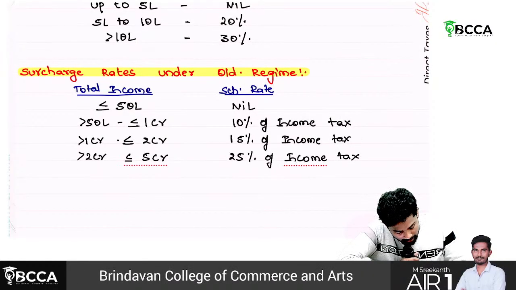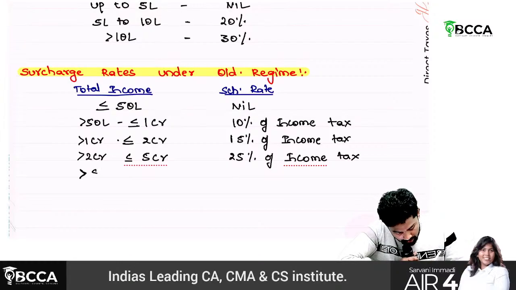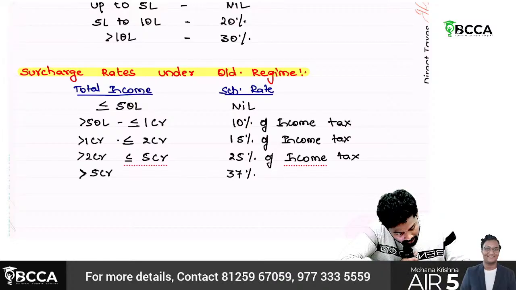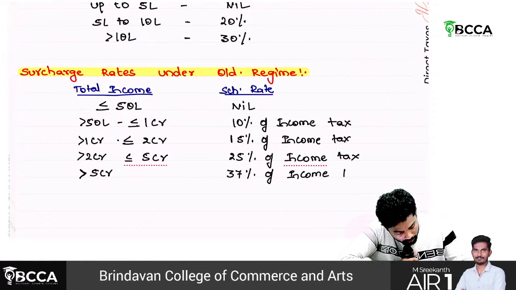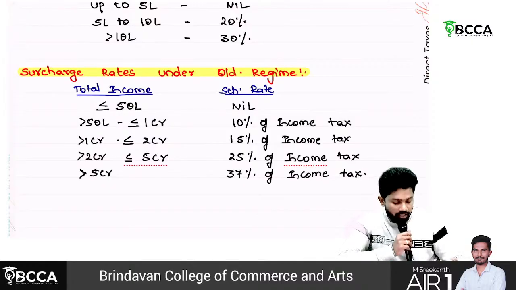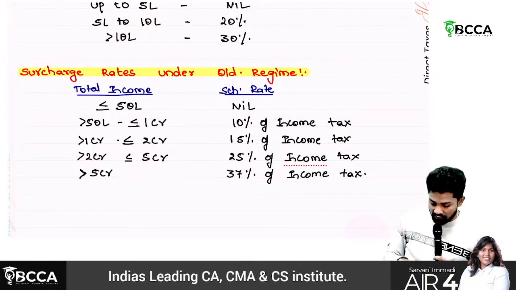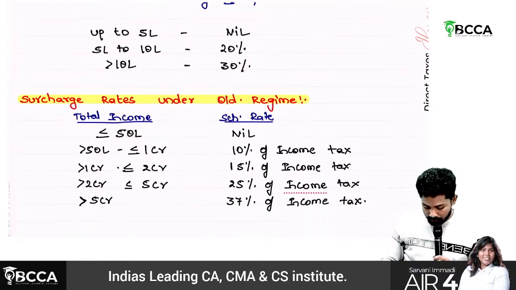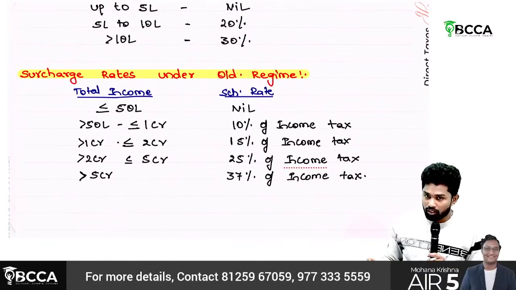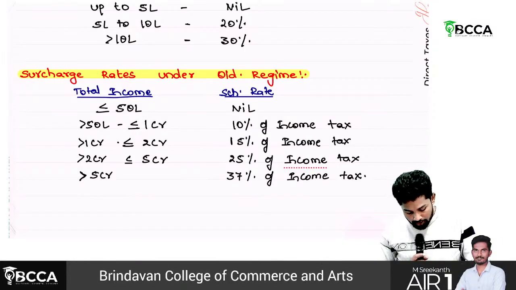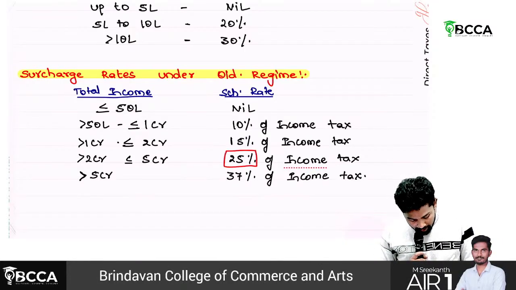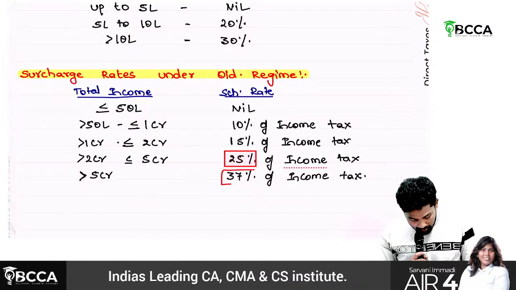If it is greater than 5 crores, then it is 37% of income tax.